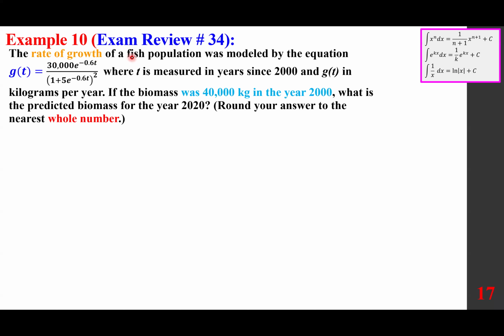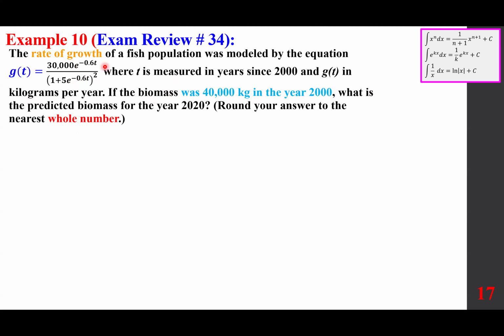The rate of growth of a fish population was modeled by the equation g of t equals 30,000 e to the power of -0.6t over the quantity 1 plus 5 e to the power of -0.6t, squared, where t is measured in years since 2000, and lowercase g of t is in kilograms per year. If the biomass was 40,000 kilograms in the year 2000, what is the predicted biomass for the year 2020, rounded to the nearest whole number?